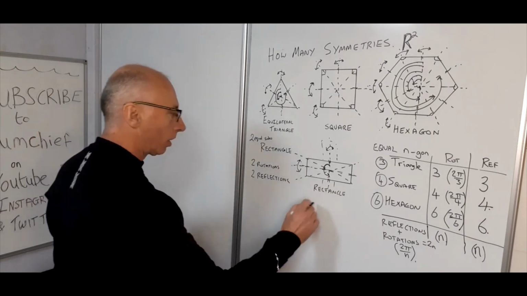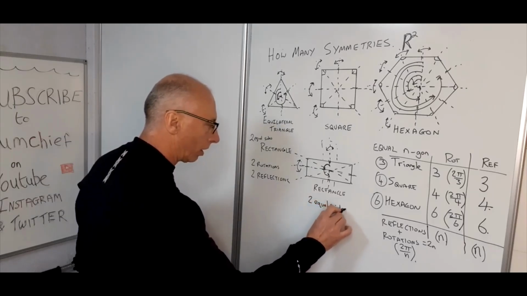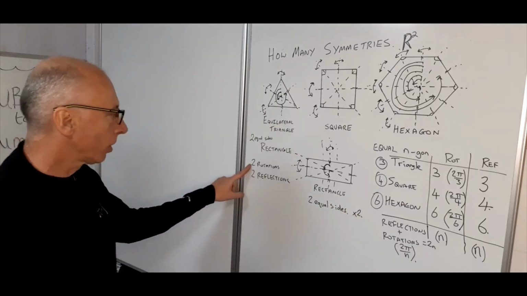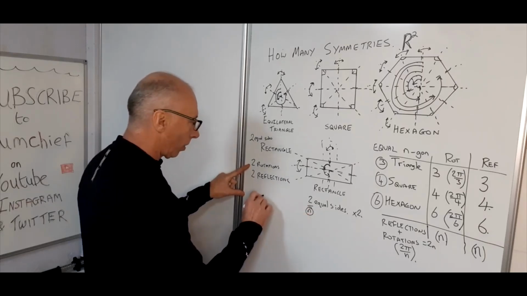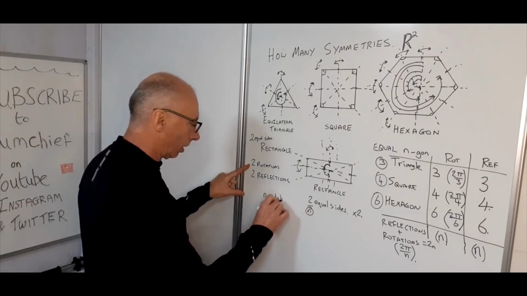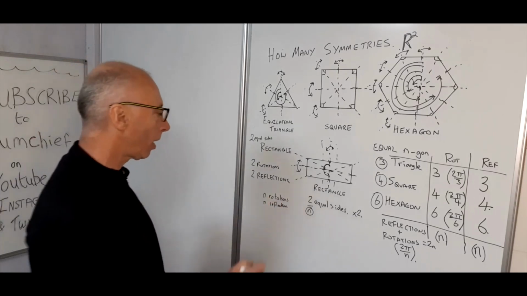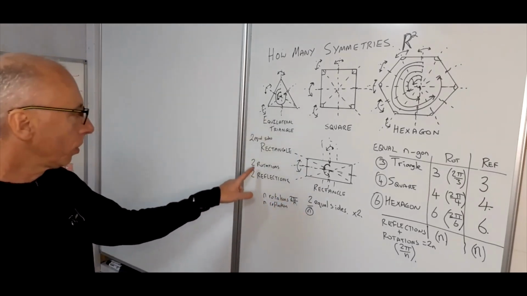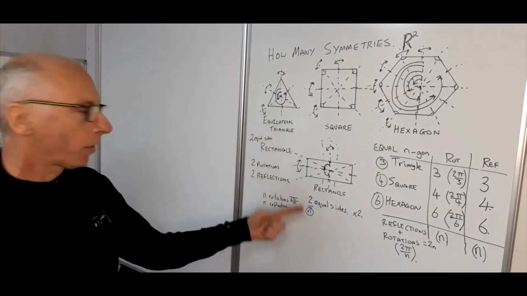So here we've got 2 equal sides twice. So therefore our rotations are going to be, so if you call this the n, so we've got n rotations and n reflections. And these again will be through 2 pi over n. So for here, for 2 pi over 2, each rotation is through pi.